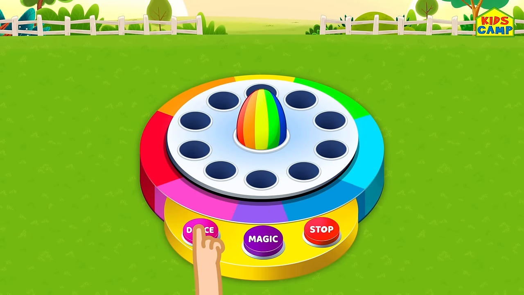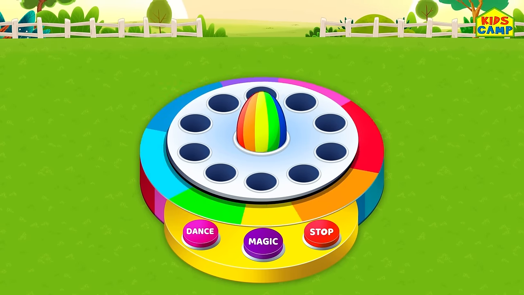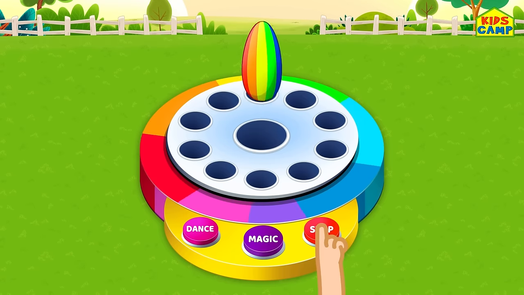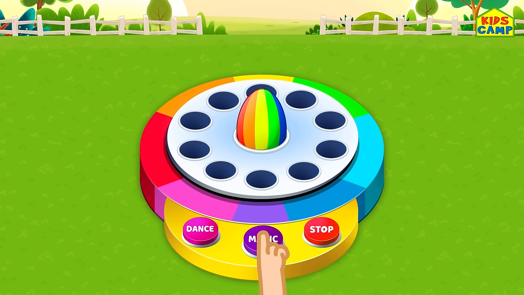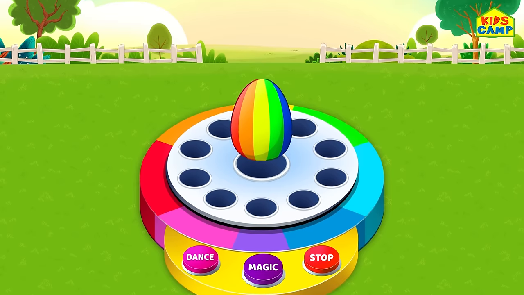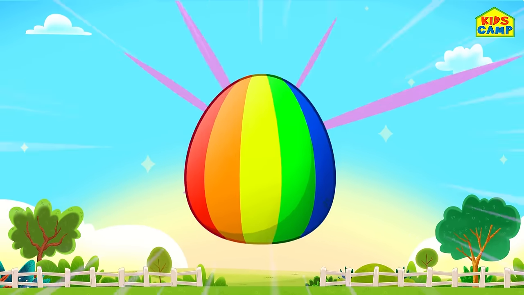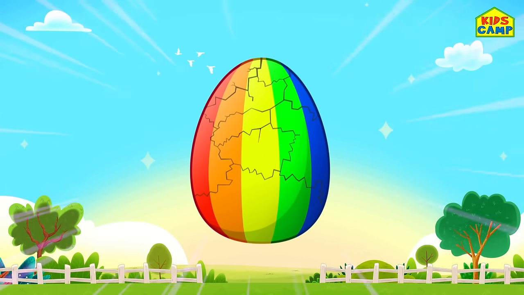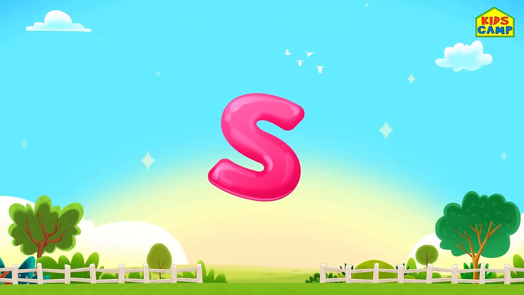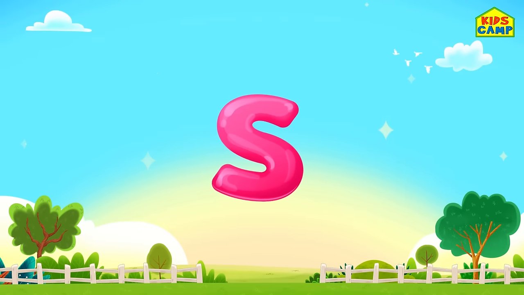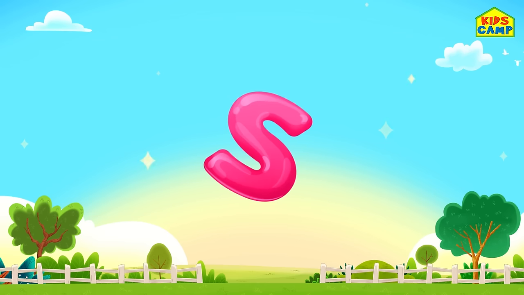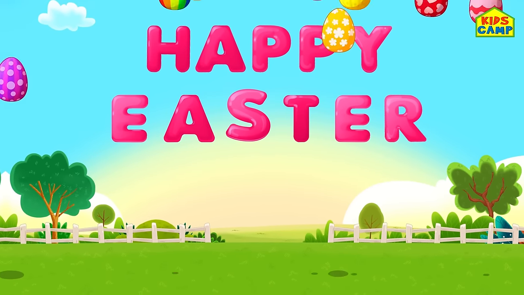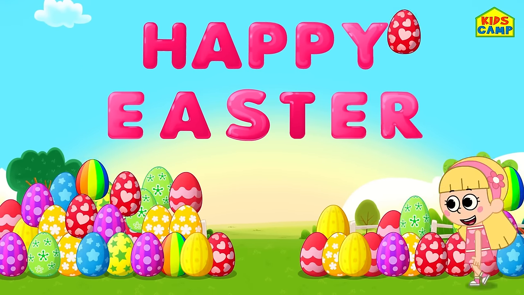Time to dance! For magic! Yes, we were right! This is letter S and it will help me complete the Happy Easter spelling. Let us place it correctly. There you go! Happy Easter, everyone!